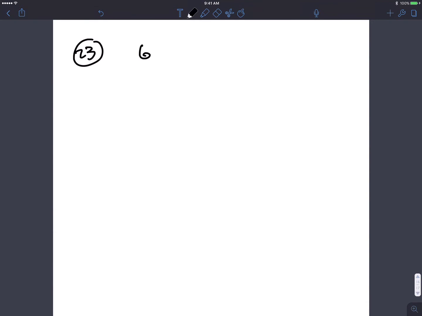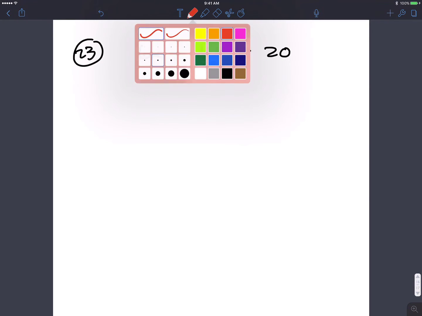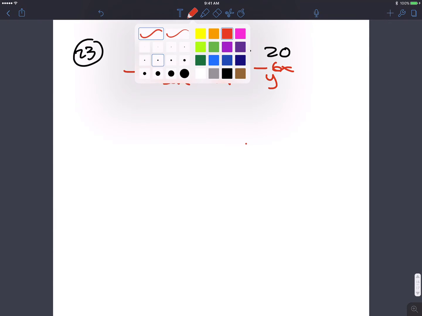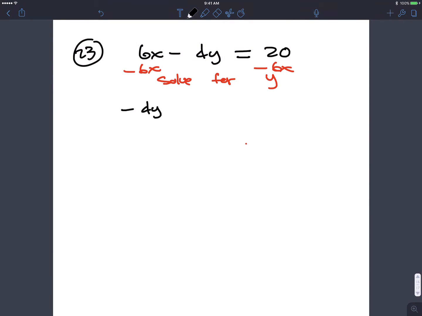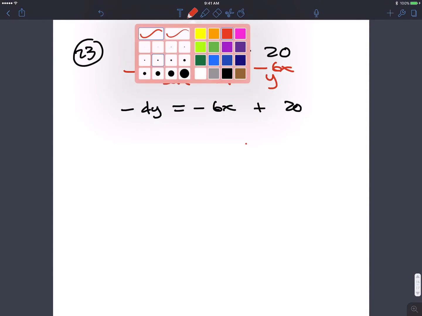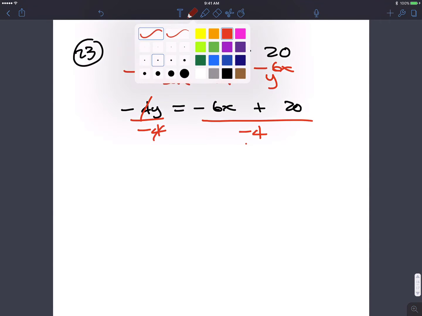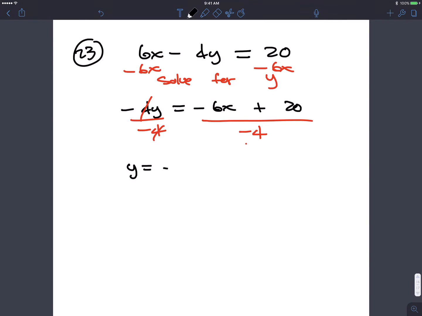Number 23. 6x minus 4y is positive 20. You're going to have to solve for y. Subtract your 6x from both sides. Negative 4y is negative 6x plus your 20. We're now going to divide both sides by negative 4. Y is negative 6x over negative 4 plus 20 over negative 4.